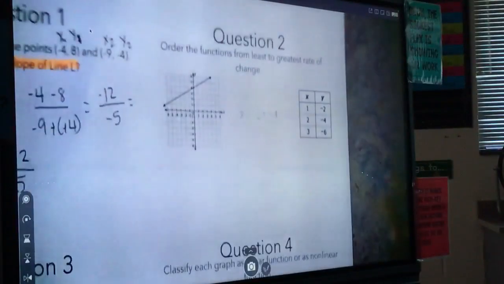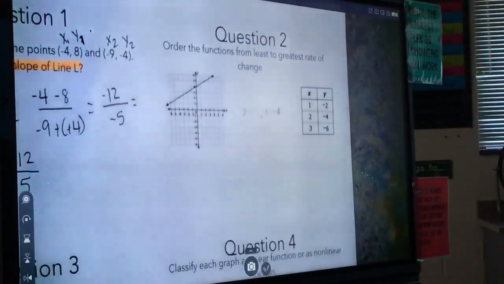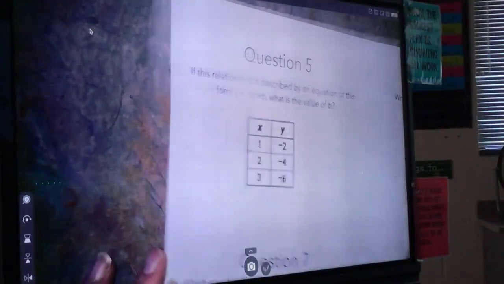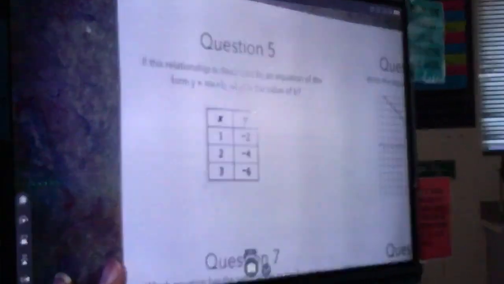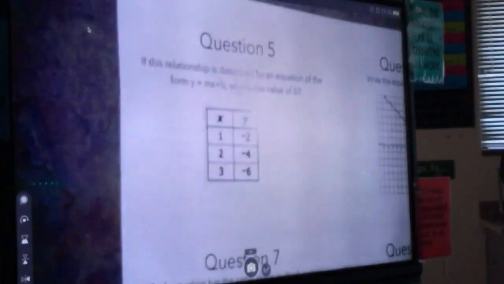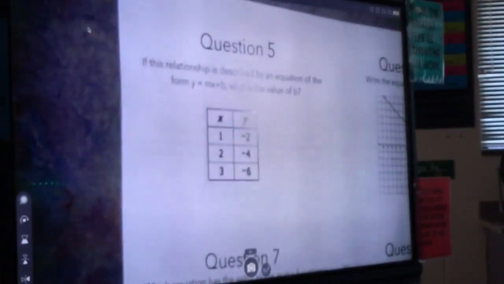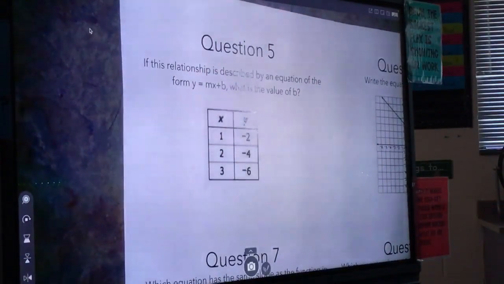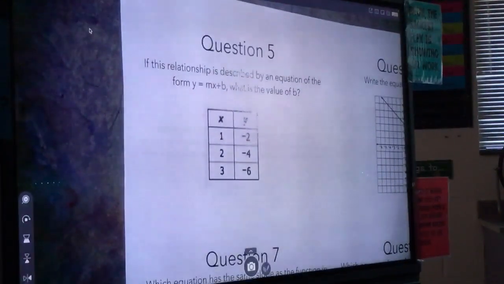Ariana? Number 5. It's all the ones where you have to find the y. Yeah. So tonight, if it's every one that you have to use the slope formula, that's what you need to study tonight. You need to study the slope formula. So it says if this relationship is described by an equation of the form y equals mx plus b, what is the value of b?